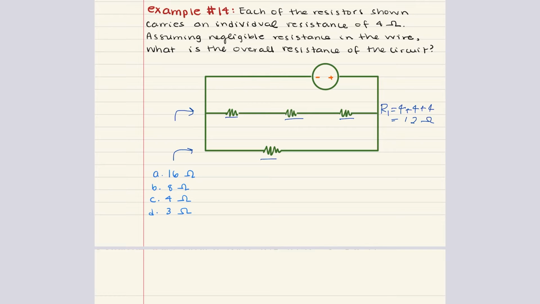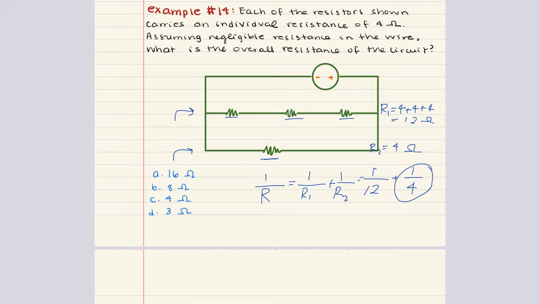In this second branch, we only have 1 resistor, and we know that every resistor in this circuit has a resistance of 4 ohms. Now that we have the resistance of each of these branches, we know that these branches are in parallel, so we can use the equation for parallel resistors to calculate the total resistance. 1 over the total resistance is equal to 1 over R1 plus 1 over R2. This is going to be equal to 1 over 12 plus 1 over 4.